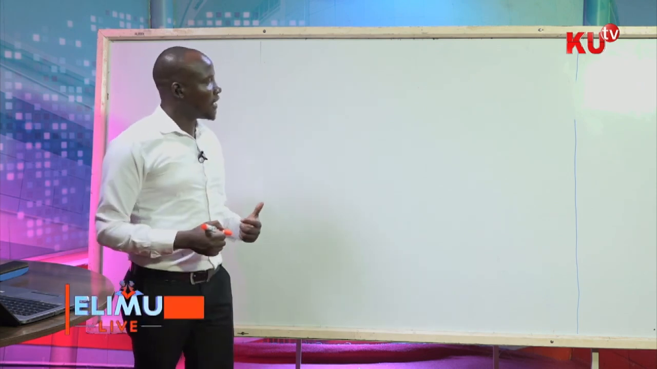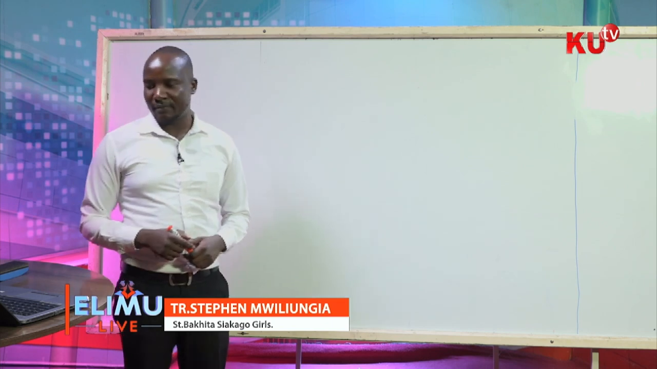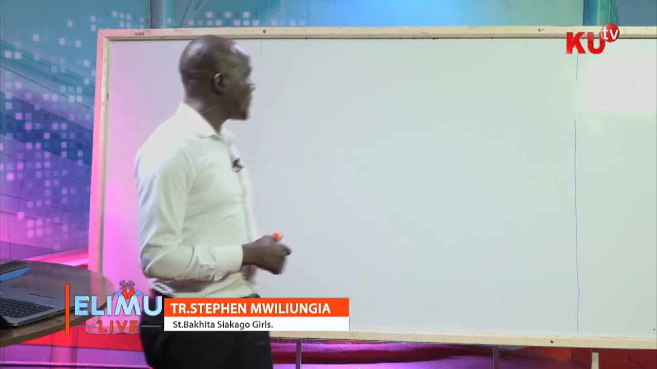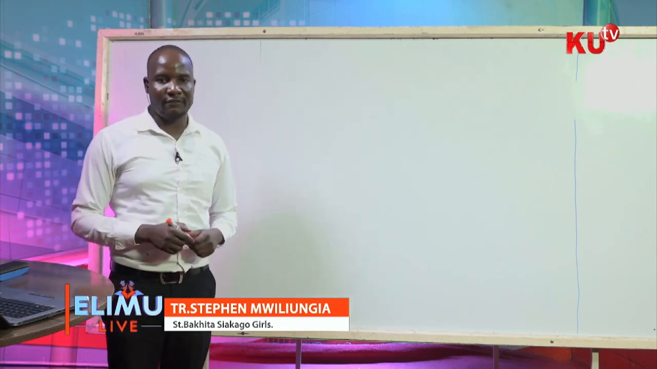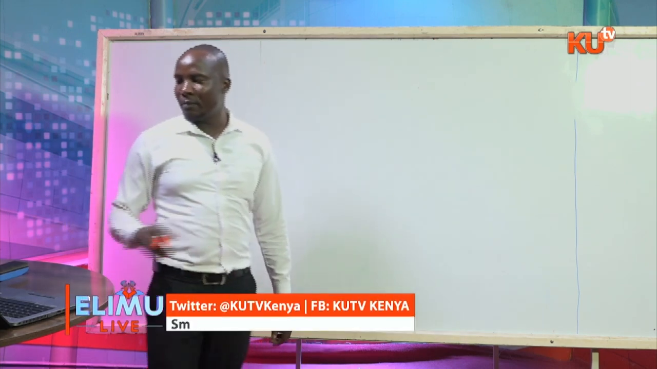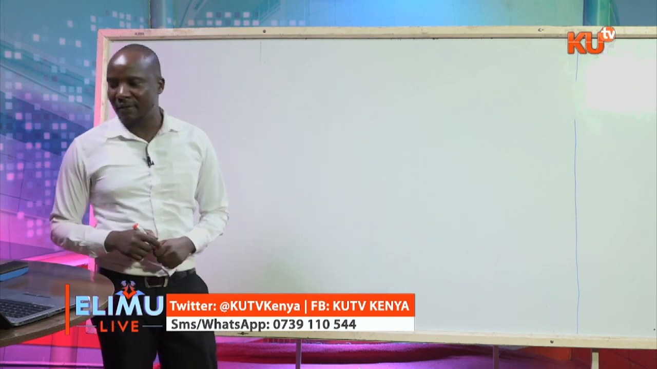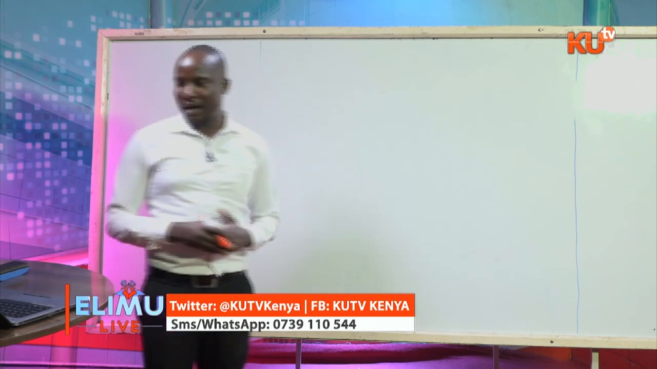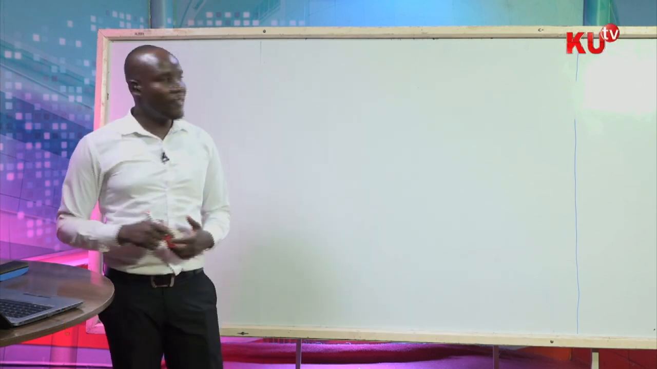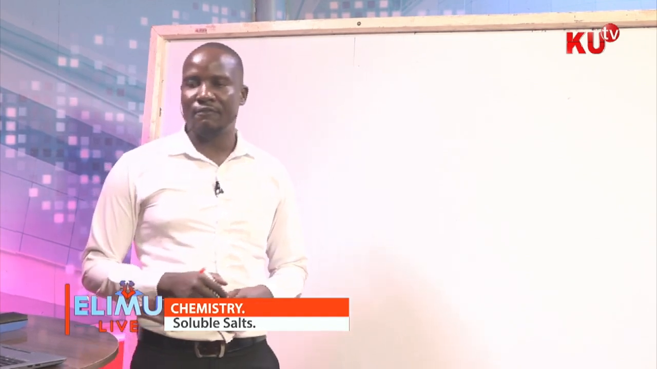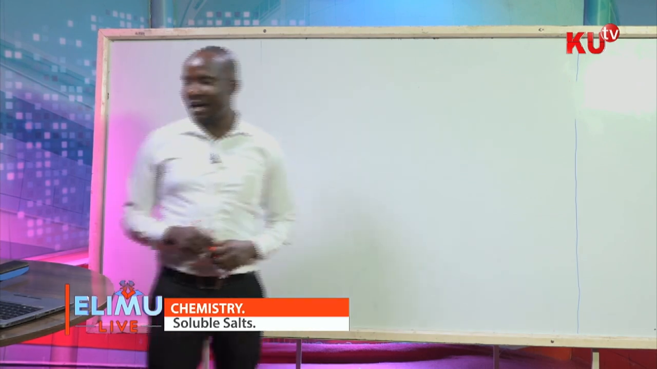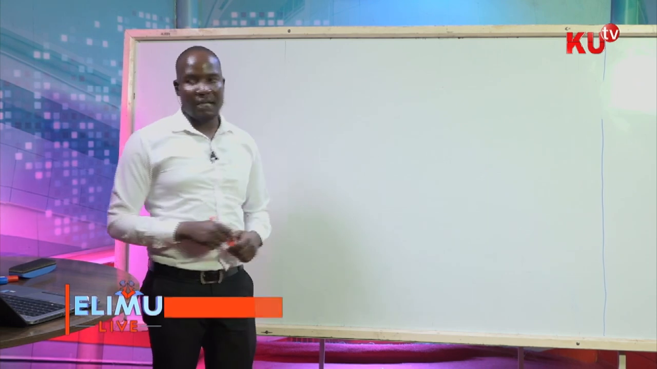Before we continue, let us know the objective of the lesson. What are the expectations by the end of the lesson? First, by the end of the lesson, you'll be able to describe and discuss various methods of preparing a soluble salt. That is the first objective. The second expectation: write a well balanced chemical equation for the reaction involved in preparation of a soluble salt.